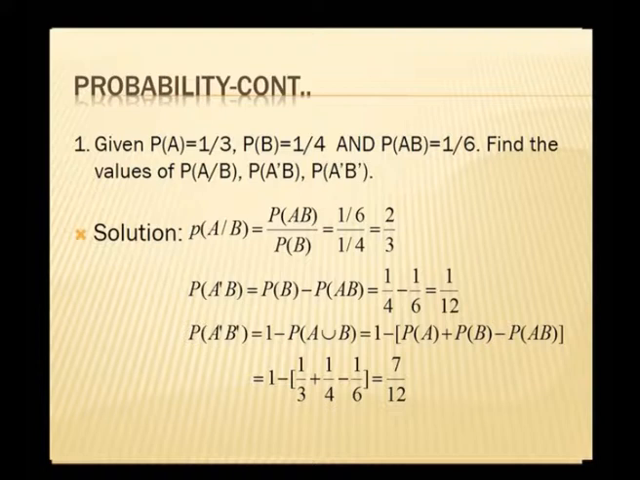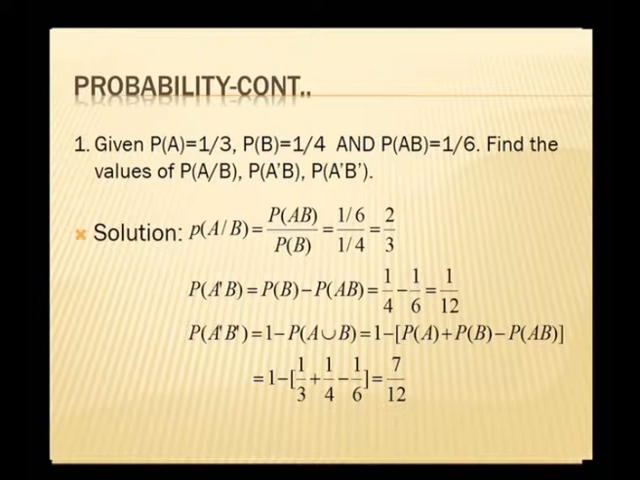Second one is P of A dash into B. Here it is defined as P of A dash intersection B, or P of B minus P of A into B. So, P of B is given to be 1 by 4 and P of A into B is 1 by 6. You should take LCM here. So, we get 1 by 12.